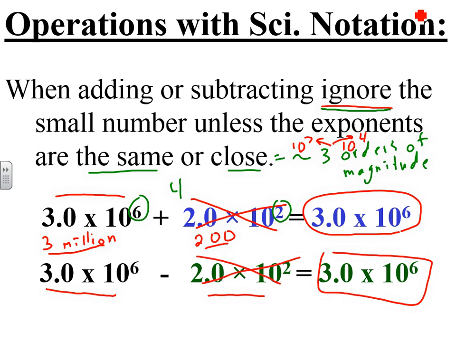Now, if they are close, if they are within 3 orders of magnitude, you'd probably have to write them out, add them or subtract them, and then put them back in scientific notation. And we'll probably do an example of that in class.